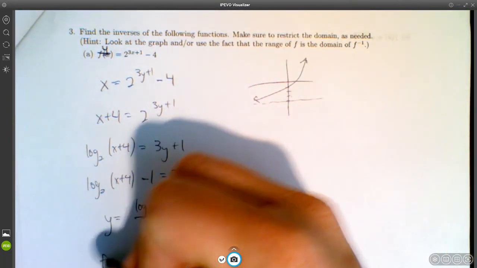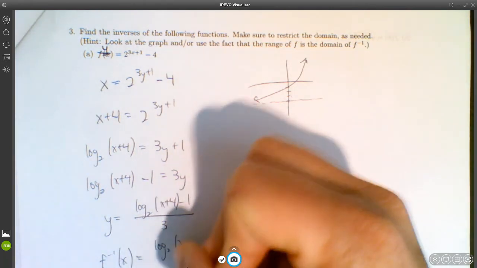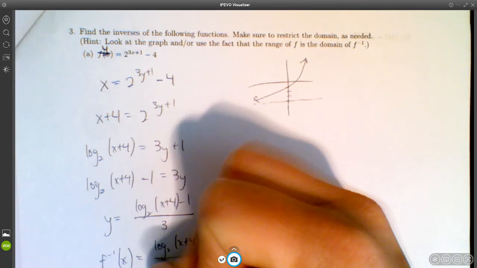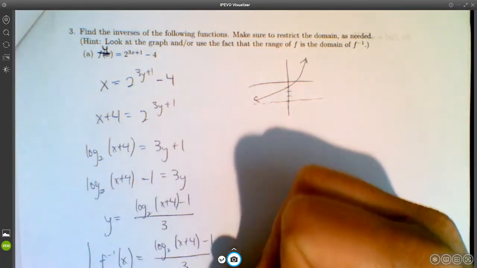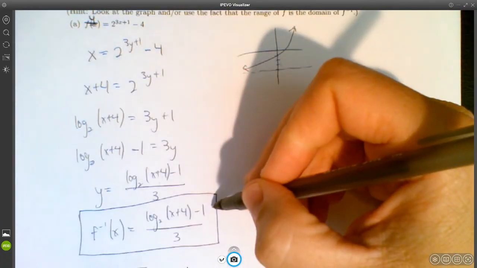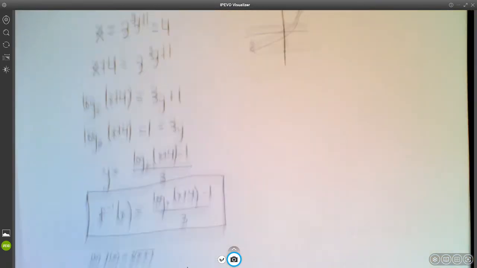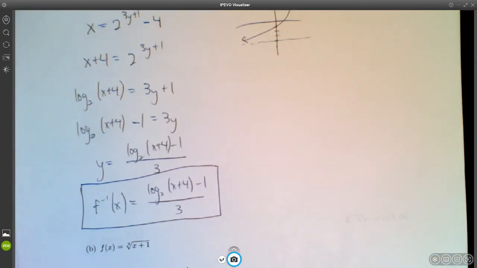So I'm comfortable just saying that this is in fact f inverse. It's log base 2 of x plus 4, minus 1, over 3. There's f inverse of x. No need to restrict the domain on it. The standard domain of this function already matches the range of the original function. So that's perfectly fine. We don't need to restrict the domain.